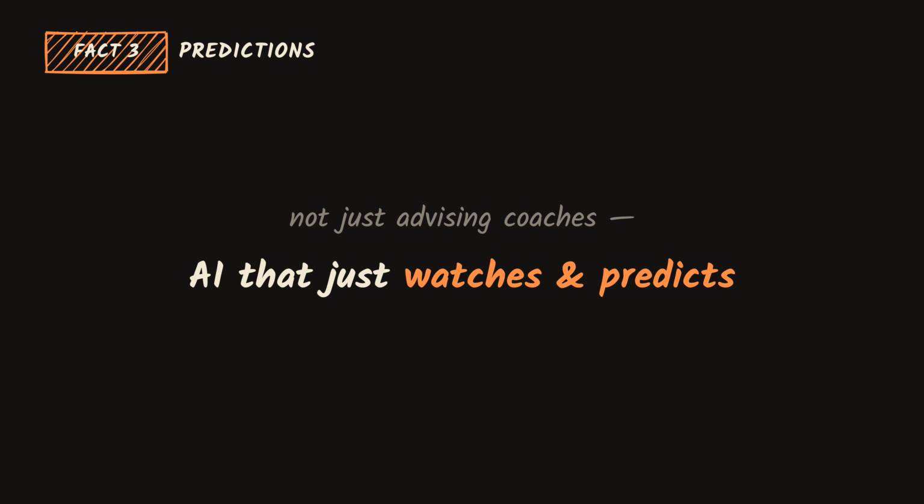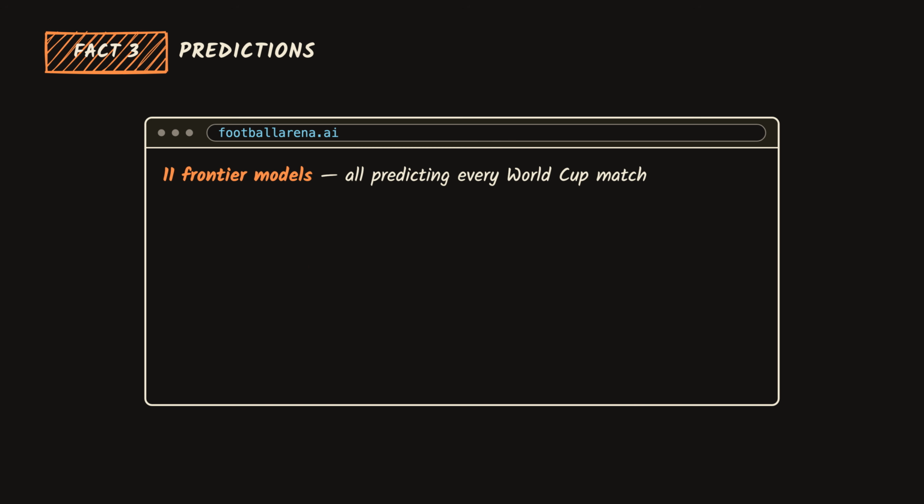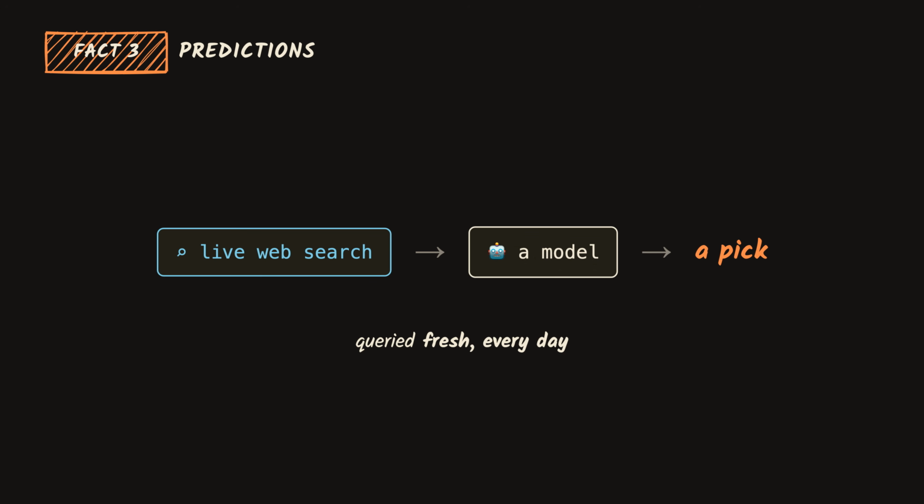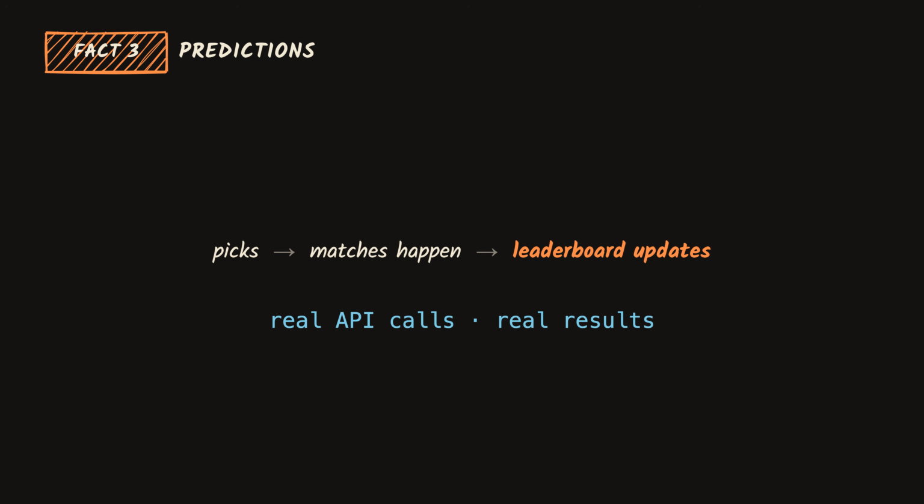So that's AI for tactics, but there's also AI being used just to watch matches and predict what happens next. There's a site called footballarena.ai tracking 11 frontier AI models: Claude, GPT, Gemini, Grok, DeepSeek, the whole lineup, all competing to predict every World Cup match. Each model gets queried fresh every day with live web search turned on. They make their picks, the matches happen, the leaderboard updates, real API calls, real results.